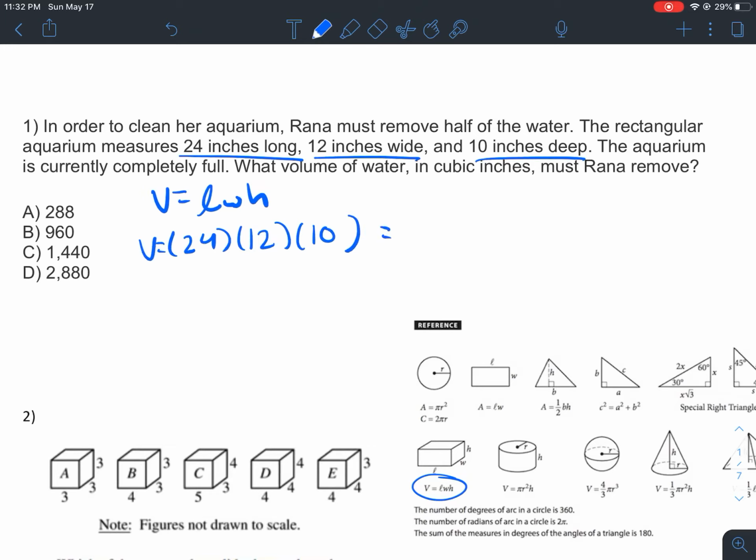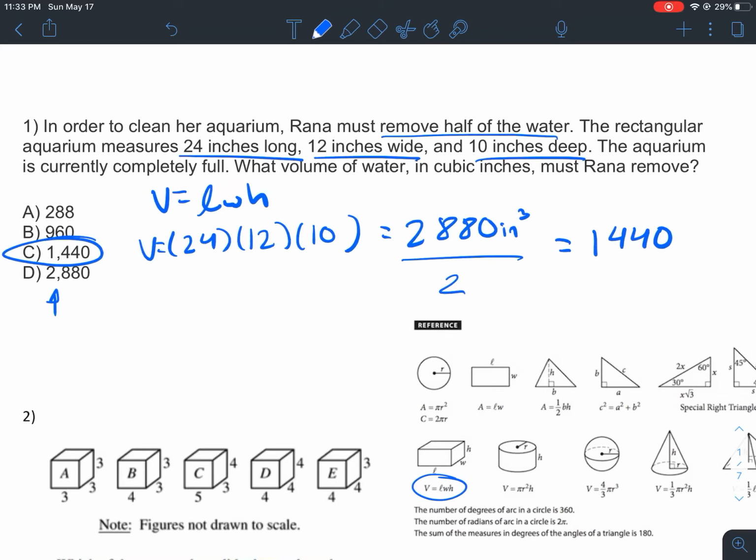So when you plug that in, you should get 2,880, and that's going to be inches cubed. Now, you stop here and you're like, oh, I have the answer, right? 2,880. Well, yeah, that answer's there, but is that answering the actual question? It tells you that she must remove half of the water. So if this is the total amount of water, we need to divide that by 2 to get half of the water, which would be 1,440. So C is our correct answer, not D.